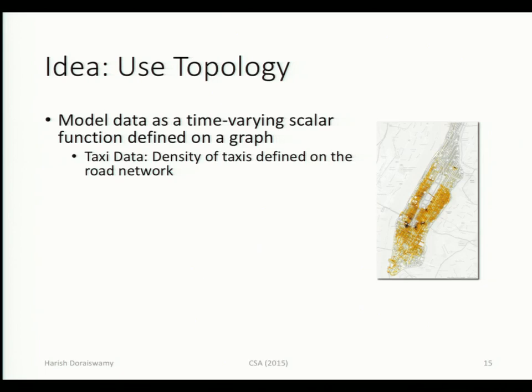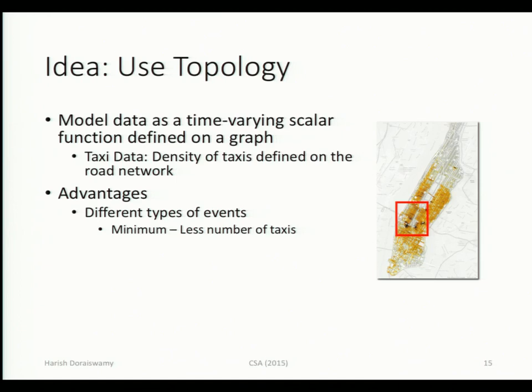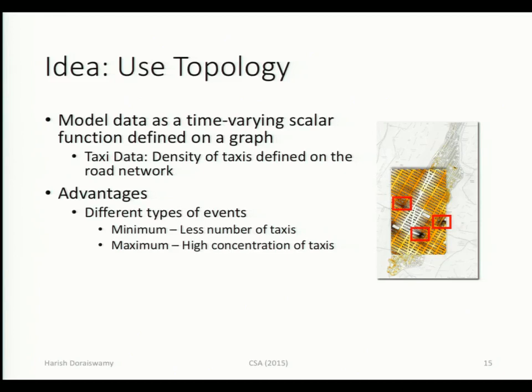And like I said, using topology, we have different types of events. One is when you look at the minimum. This is when there's a lack of taxis compared to the neighborhood. So you get one kind of event. Or when you look at the maximum, you get a different kind of feature. Here there are a lot of taxis compared to the local neighborhood. And moreover, as you can see from these examples, you can have different shapes for events. The shape is provided by the function, by the data, rather than us defining what the shape of an event is supposed to be.